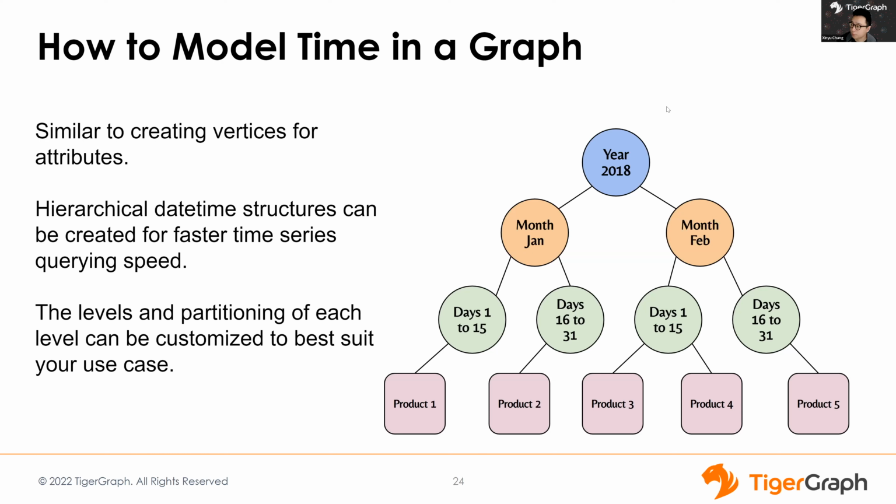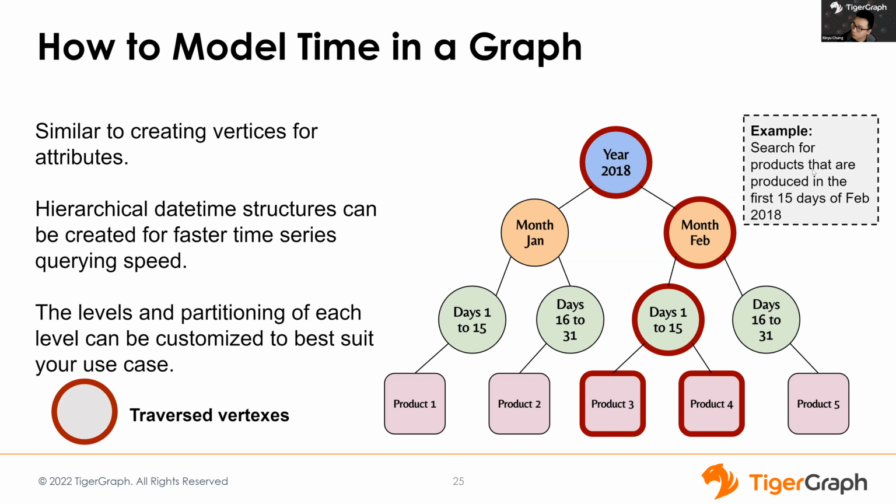And if you want to build time as a vertex type, you can actually go multiple layers. So in this case, if you want to search for the products that are produced in the first 15 days of February 2018, you can actually start from the year 2018, traverse to February, and then the first 15 days, and then find out the products produced, right? This actually traverses only a very tiny amount of vertices in the graph.